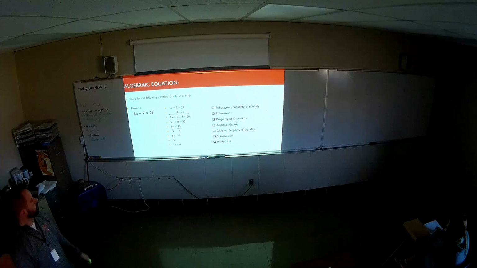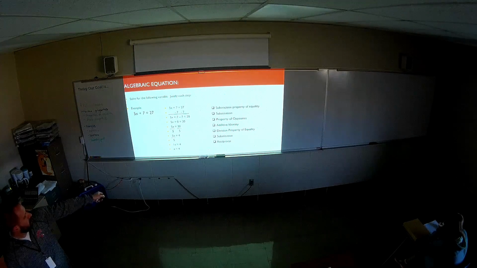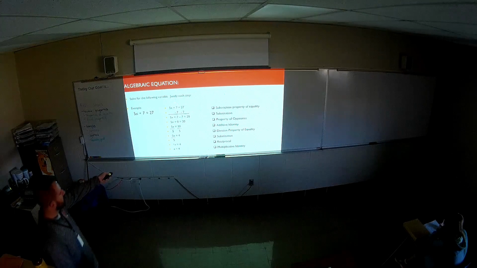And then the last step, you get rid of the 1. 1 times x is x, and what property is that? Exactly. It's got to be an identity, and it's multiplied by 1. There's your 8 steps.